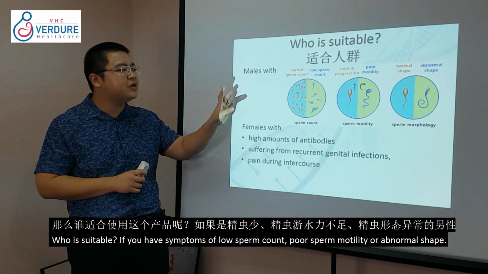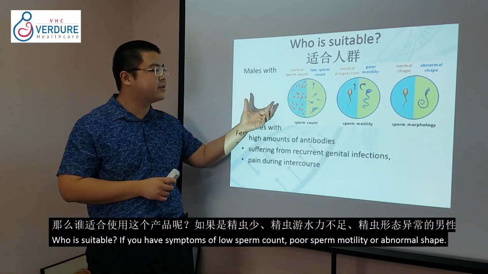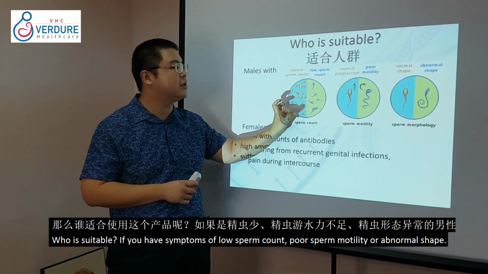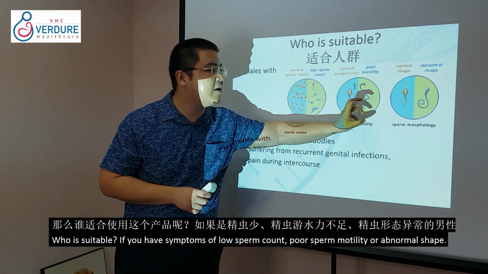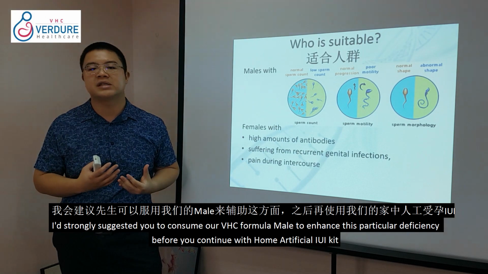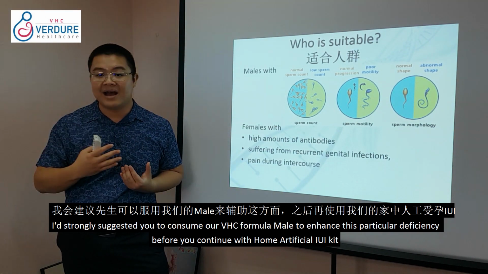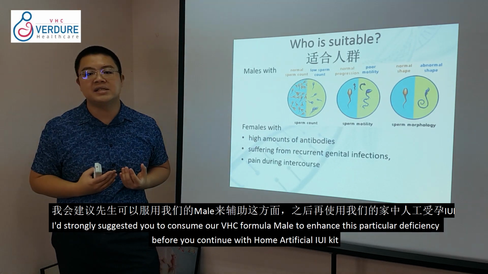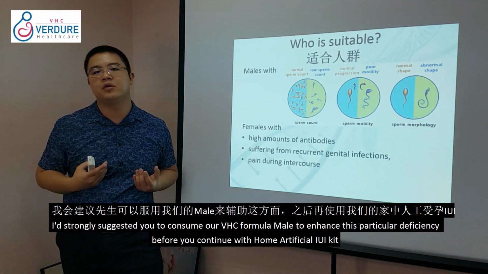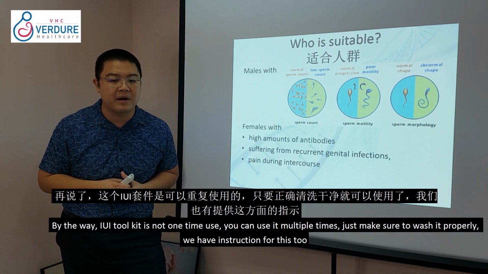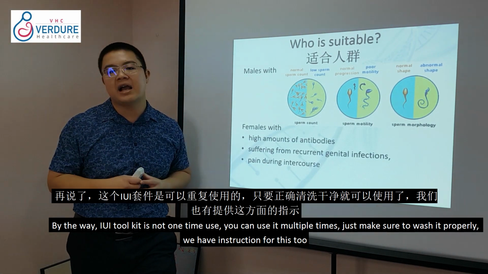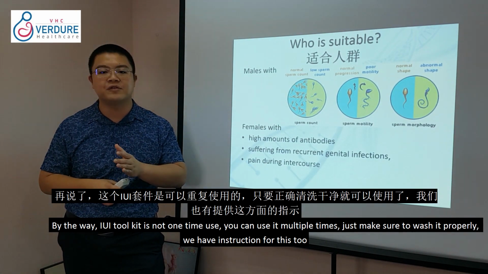So who's suitable? If you have some symptoms such as low sperm count, poor motility, or abnormal shape, then I would strongly suggest you use our VHC formula male to enhance this particular deficiency before you do the home artificial insemination IUI. Oh, by the way, with this IUI toolkit, you don't have to dispose of it.